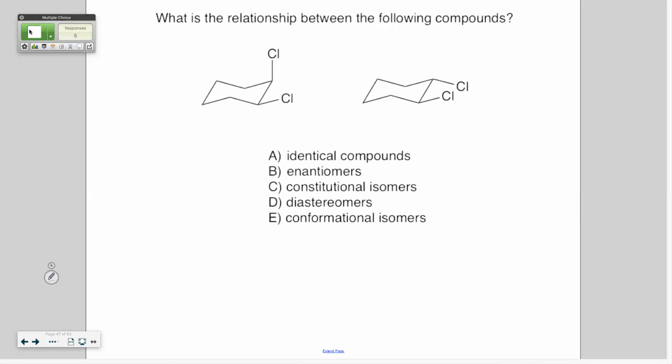I got chlorines on there. Okay, so this one is on. Okay. Put an H there. Here's our little chair. How did I do it? Good. Okay, let me do it the same way. Okay, there they are. Okay, that's the first one.